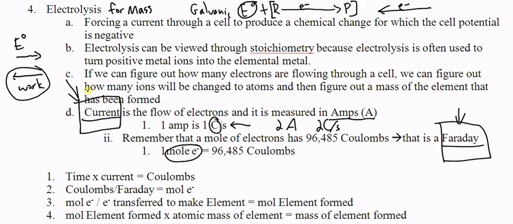With that being said, there's 4 steps that we're going to follow to set up our factor label that's going to solve for mass of the element that'll be formed. Alright. Time times current is going to get us to coulombs. Coulombs, as it relates to the Faraday constant, gets us to moles of electrons. Moles of electrons can be related to the electrons needed to be transferred to make the element. And then the moles of the element times the atomic mass gets us to the mass of the element formed.